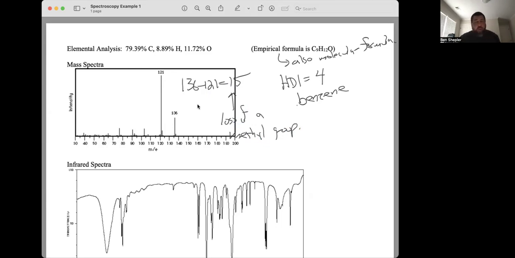Although you probably remember last semester from some of the examples, we want to think of the common fragments in the mass spectrum as being more suggestions, right? It might have lost a methyl, but it might have just lost enough combination of other things that added up to 15.